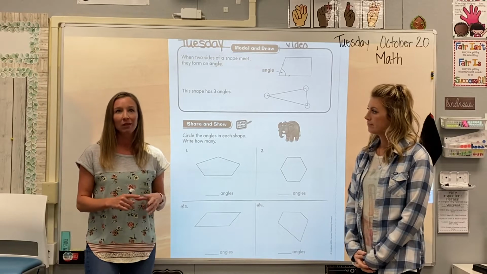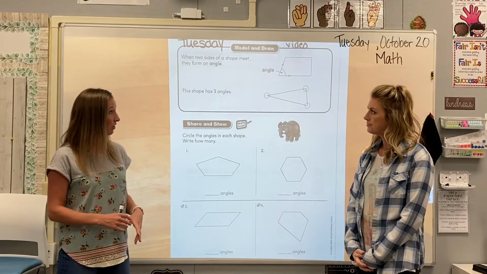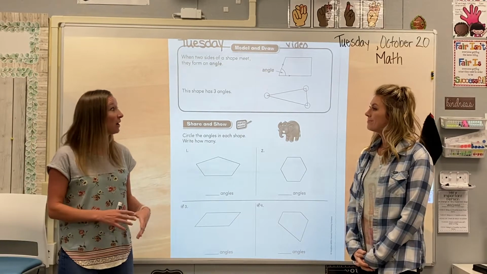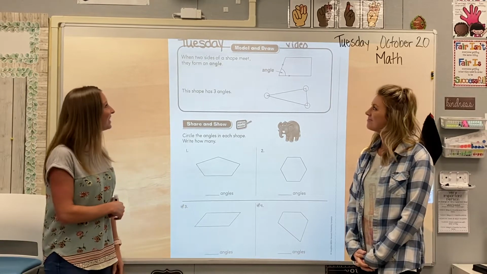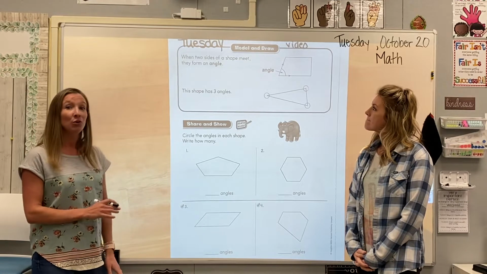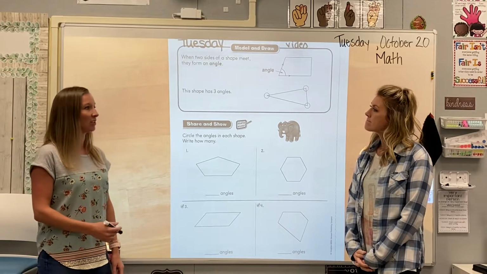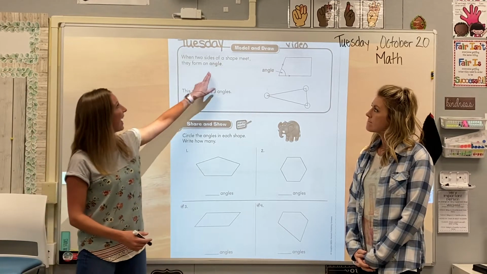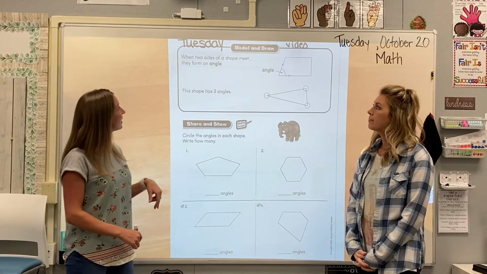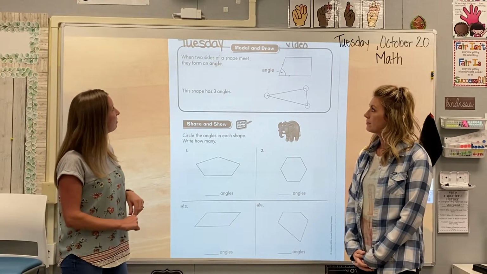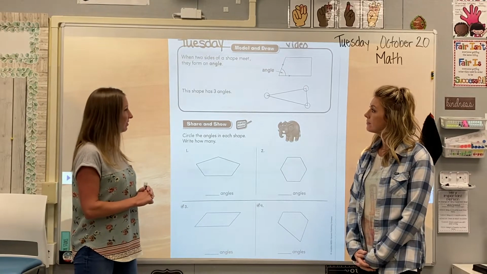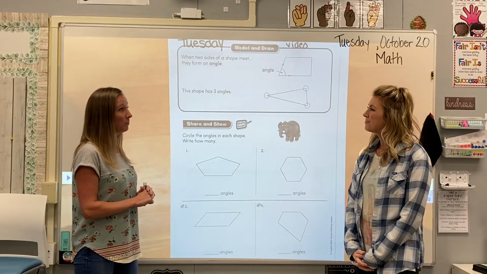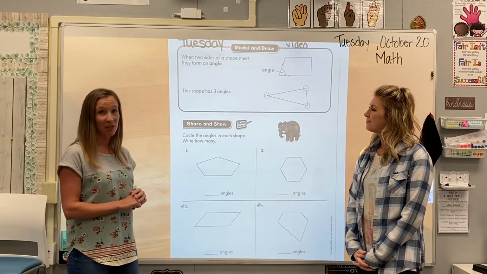So we've been learning a lot of new words that go along with our shapes, more than students might have thought when we first mentioned we're going to learn about circles and squares, right? Well, today we have a new word that we are going to be introducing, and that word is angle. It says when two sides of a shape meet, they form an angle. Kind of sounds like a vertex, but this time it's a little bit different.